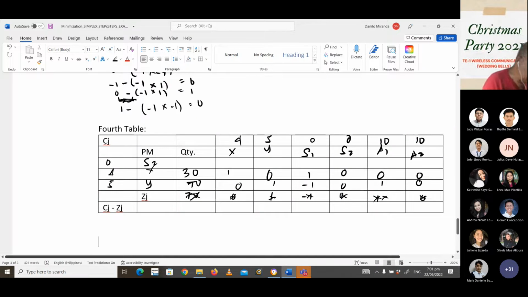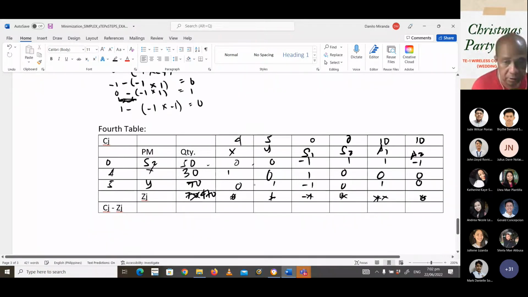Ayan, 50. So kita tayo rito, 50 tayo. Then we have 0, 0, negative 1, 1, 1, negative 1. For your ZZ, so we have 470. So we have 0 here. 0 tayo rito. So we have 120 plus 350, 470.